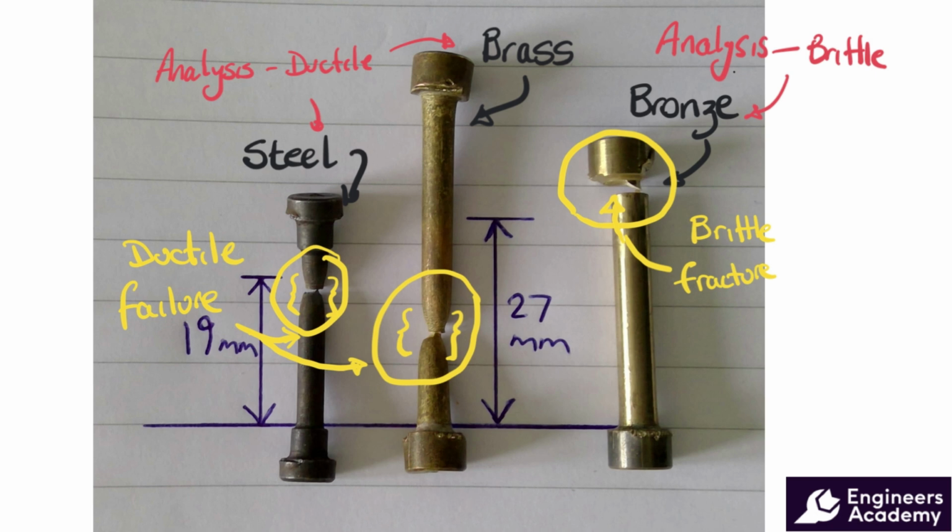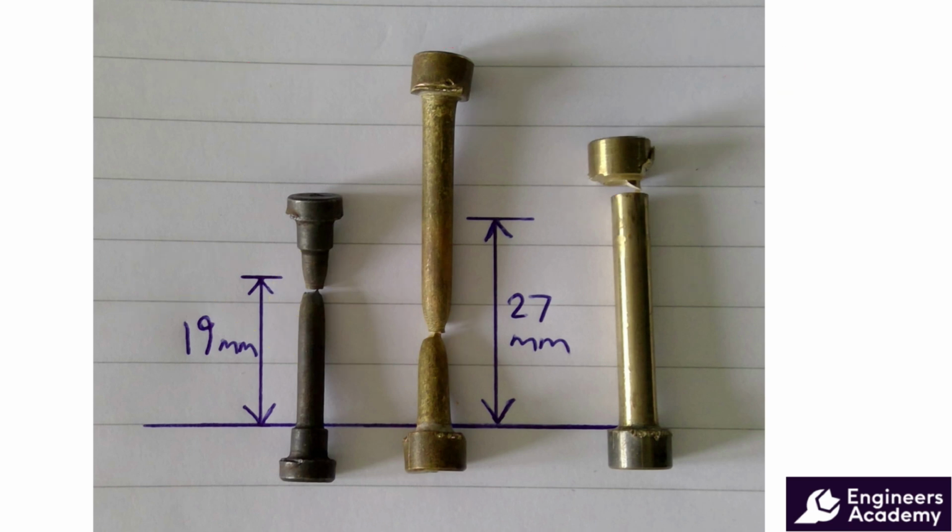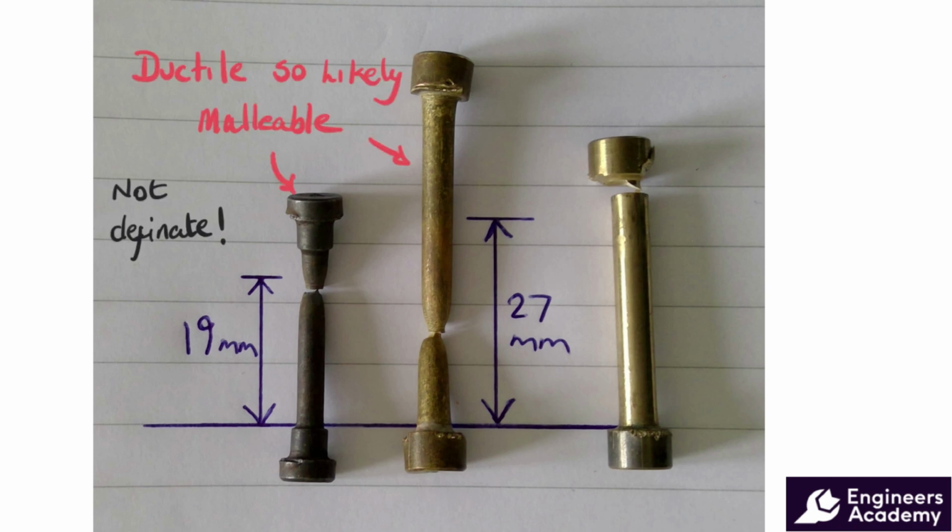In addition to the observed properties, we can also infer some deduced properties from these tests. Malleability and ductility go hand in hand. Most materials that are ductile are also malleable. However, ductility is a tensile property from stretching, and malleability is a compressive property from squashing. Although they go hand in hand, we can infer that the material is likely to be malleable because it's ductile, but we can't categorically say because this is a tensile test and not a compressive test.